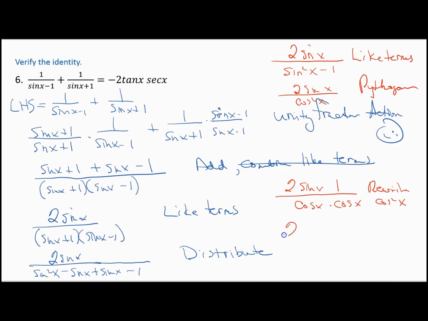The 2 comes down. Sine of x over cosine of x is tangent of x. And 1 over cosine of x is secant of x. Okay? What do we use? We use the quotient identity, and we use the reciprocal identity. And we finished the proof.